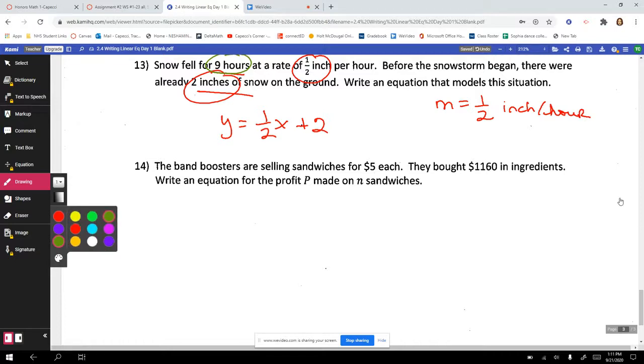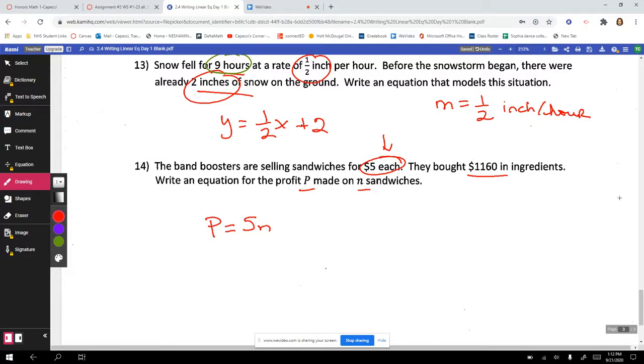All right, let's take a look at our last one today. The Band Boosters are selling sandwiches for $5 each. They bought $1,160 in ingredients. Write an equation for the profit made for n sandwiches. Okay, so my profit is going to be the total that I make. Now my rate of change is going to be this $5. For every one I sell, I'm going to make $5. So $5 times the number that I sell.